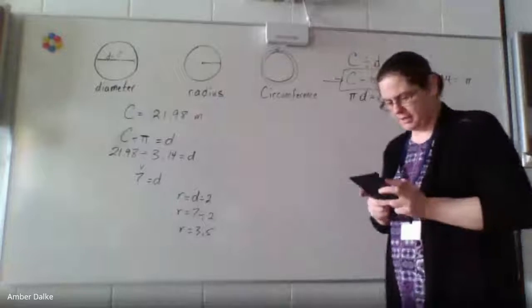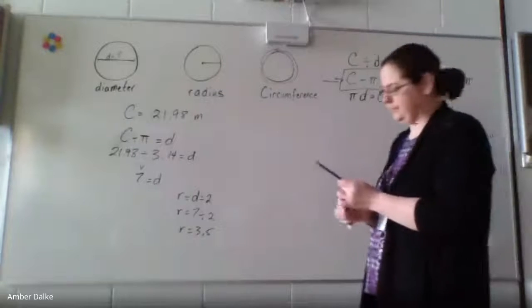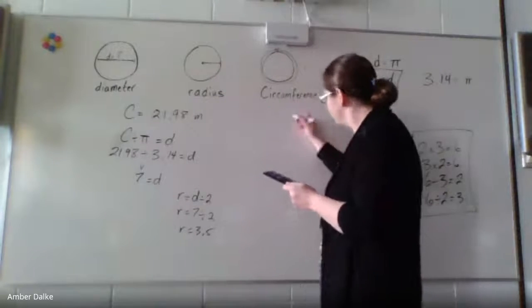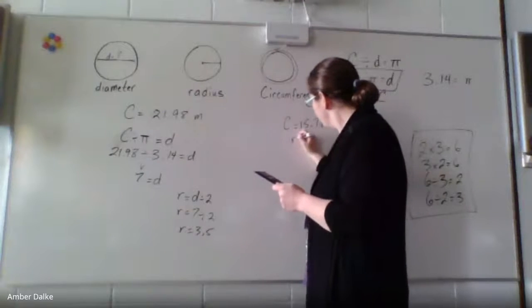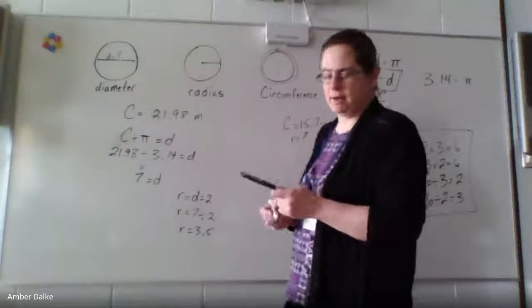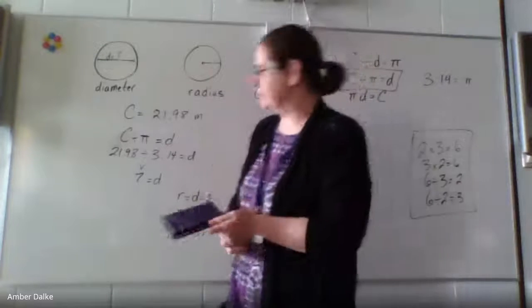And yeah, I want nice even values. That's how I know it's working out. Suppose we had a circle with a circumference of 15.7 meters. And I wanted to know, we're going to go whole hog here, I wanted to know what the radius was.